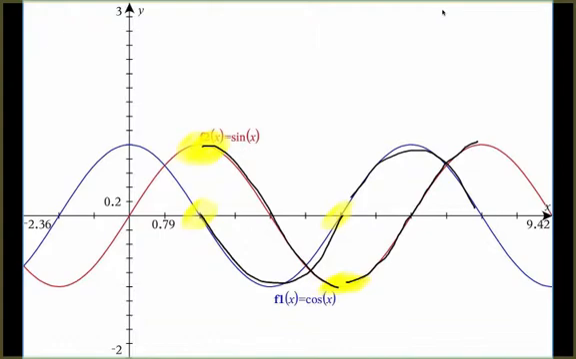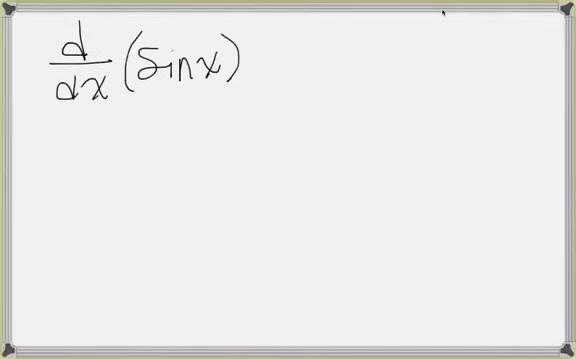which brings us to our first rule. Our first rule, the derivative of sine of x is the cosine of x.